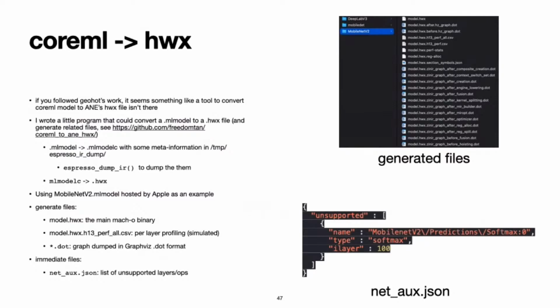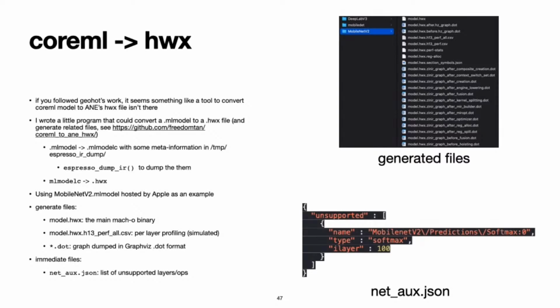If you follow geohot's work, it seems a tool that can convert a Core ML model to ANE's HWX file isn't there. Thus, based on geohot's work, I wrote a little program that could convert a .mlmodel to a .hwx file and generate the related files, of course. Let's use the MobileNetV2 .mlmodel hosted by Apple as an example.